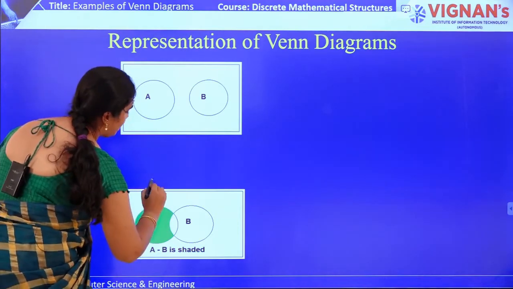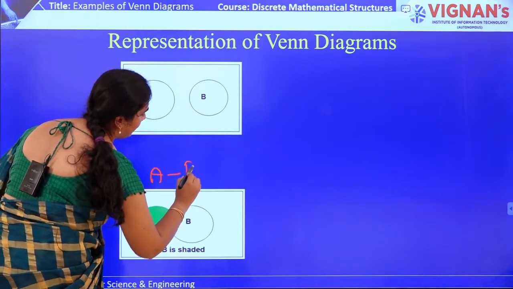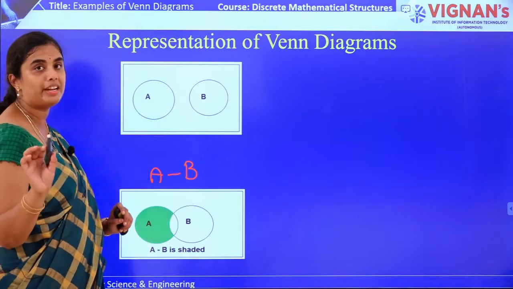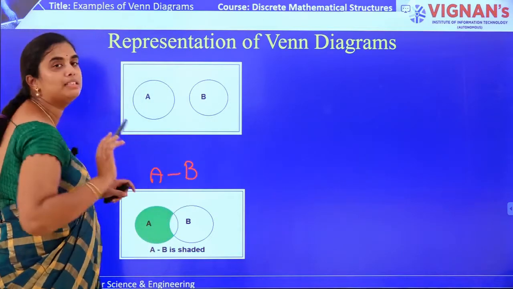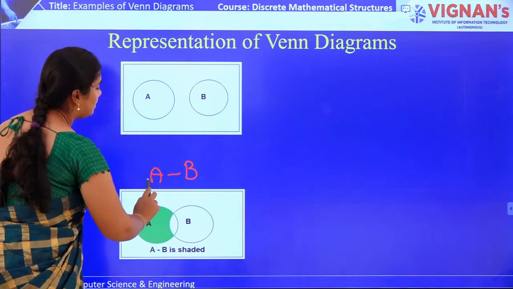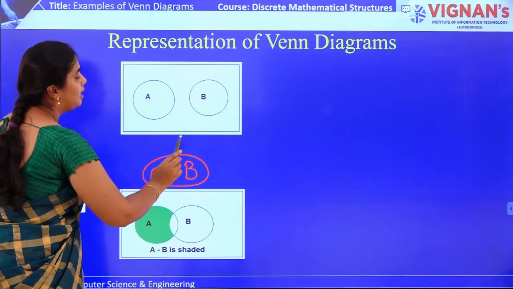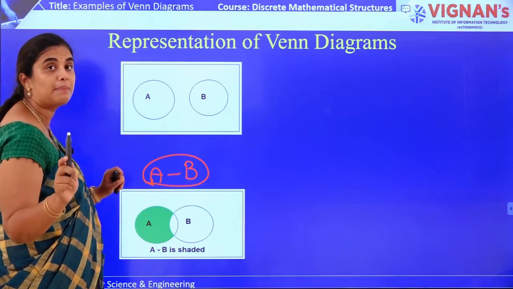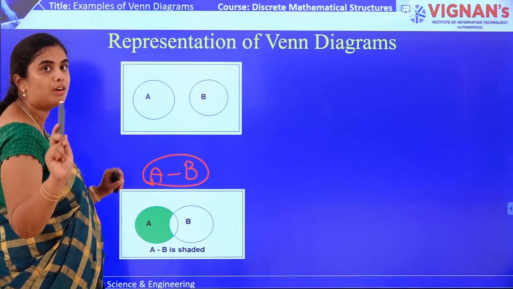This is represented for A minus B. This is the difference set operation which I have already said. Difference means, if you perform this operation, then you should get the elements which are present only in A but not in B.